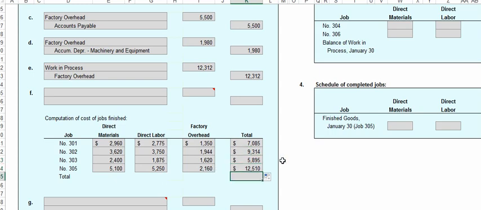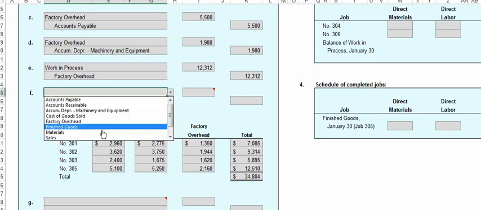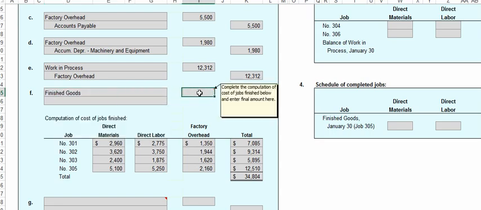Okay, then we want to sum this column. Again, we don't have the sum button, but we're going to go equals 7,085 plus 9,314 plus 5,895 plus 12,510 was 34,804. That's the total cost of the jobs that were completed during the month. Okay, the jobs that have been completed are now a part of finished goods inventory. So we're going to debit finished goods for 34,804.